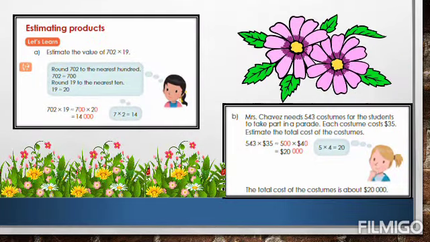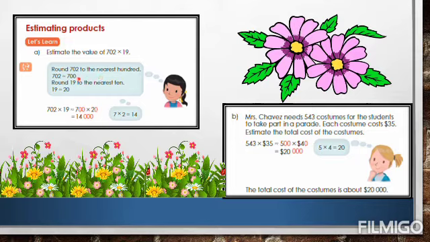Okay, so in this slide now, class, we'll be learning how to estimate products. Estimate or approximate are just the same. So letter A, let us estimate the value of 702 times 19. Okay, so now here, let's round 702 to the nearest hundred. So 702, class, is approximately 700.